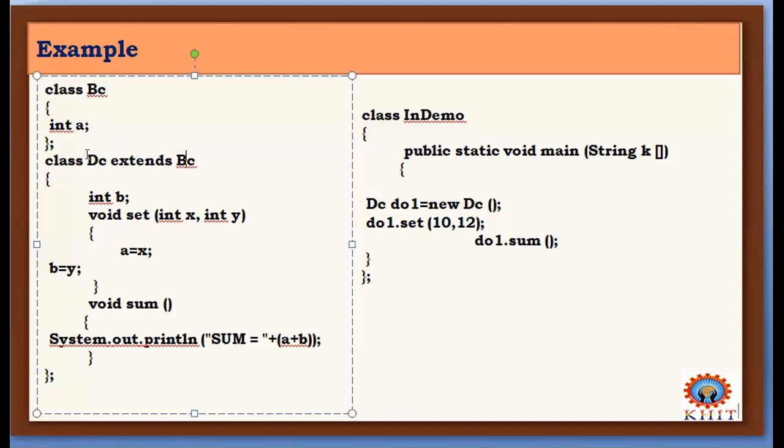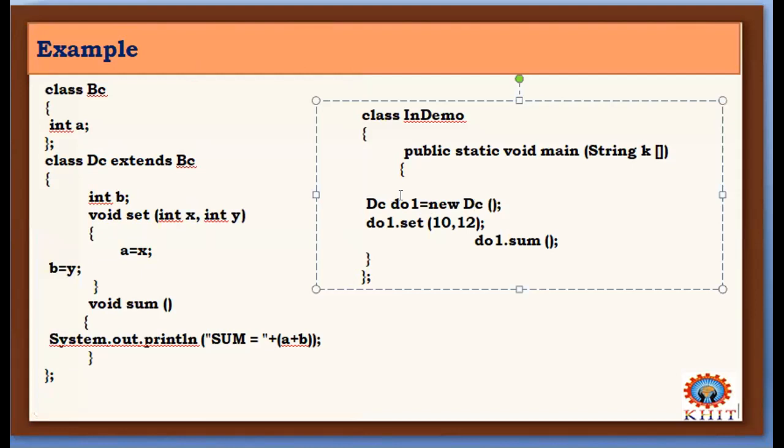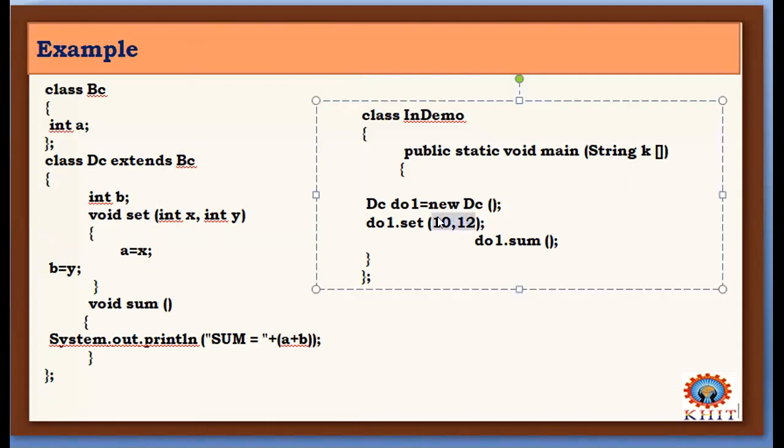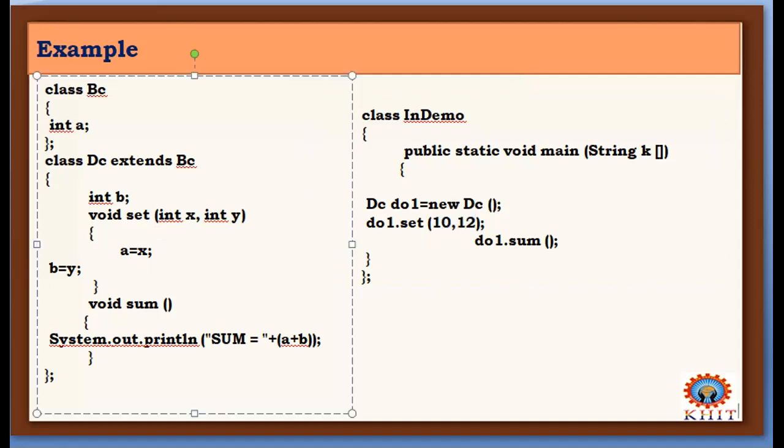Another thing: when we create an object, we should create the object only for the derived class, because all the functions are in the derived class. So we need to create an object for the derived class. What is the object here? do1. do1 is the object for the derived class. Now do1 dot set is a function I am calling which accepts two parameters. So I am passing the values 10, 12 here. So this 10, 12 will be passed into x and y. Obviously the x value will be copied into a and the y value will be copied into b.